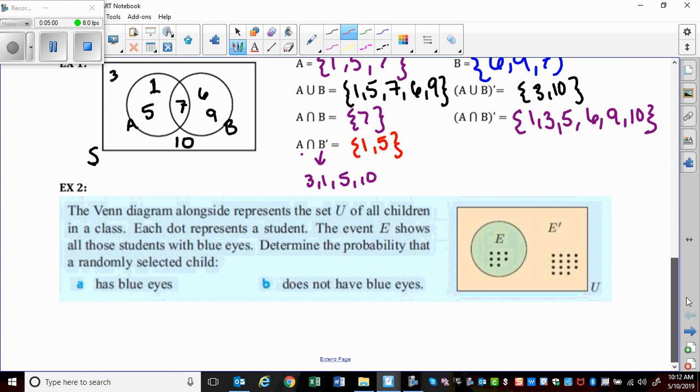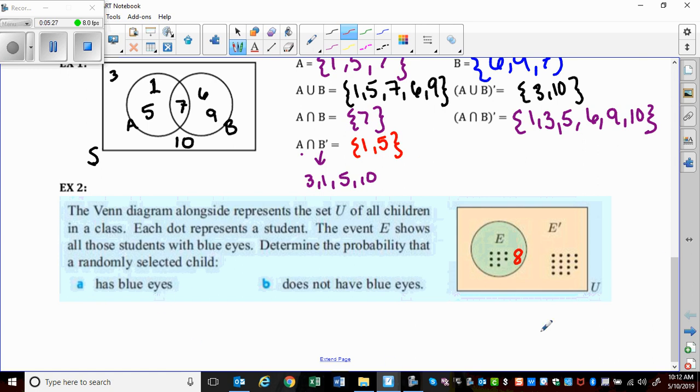Let's try this. It says the Venn diagram alongside represents the union of all children, the set U, sorry, of all children in a class. Each dot represents a student. The event E shows all students with blue eyes. So this is all students with blue eyes. And this looks like it is 8 of them. There's 8 students with blue eyes. Determine the probability that a randomly selected child has blue eyes.